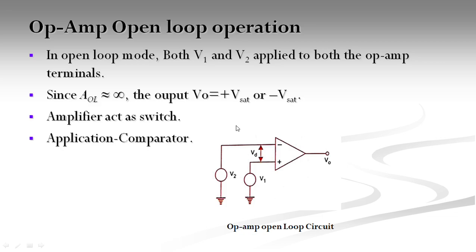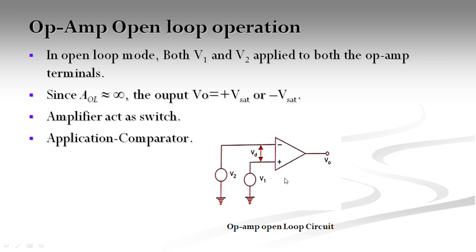So this makes the op-amp usable for only limited applications. The operational amplifier under open loop can be used as an amplifier, act as a switch, or we can use it as a comparator. So this limits the op-amp from being used for many applications.